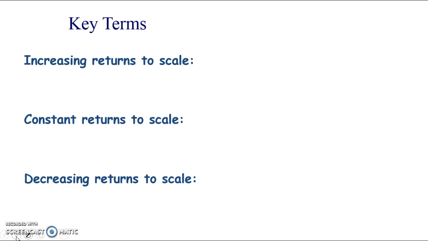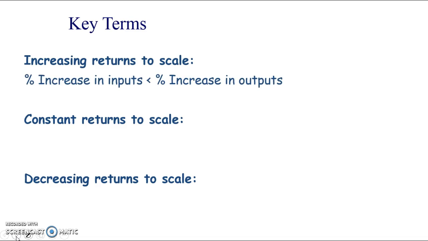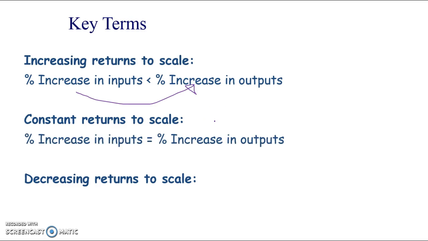Okay. So some more key terms, and these are probably not ones that you looked at in the AS course, but they're actually very related. Increasing returns to scale is when the percentage increase in inputs is smaller than the percentage increase in outputs. So if you're increasing labour, say by 10%, what you're finding is that your output is increasing by more than 10%, so that sounds good.